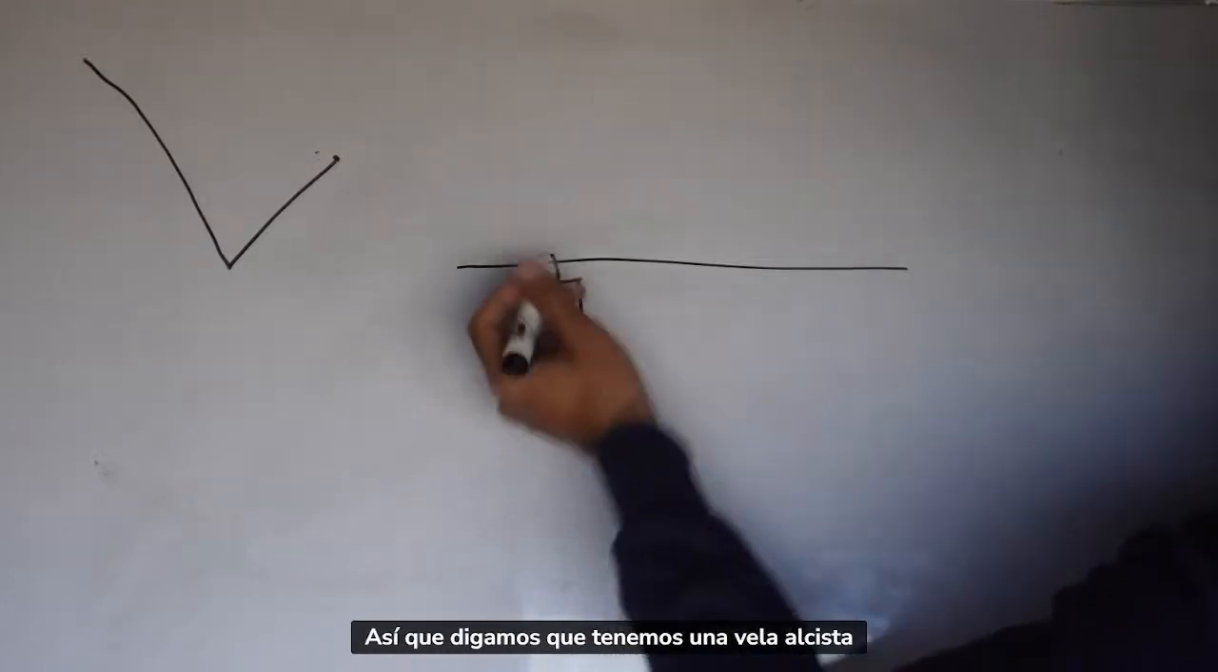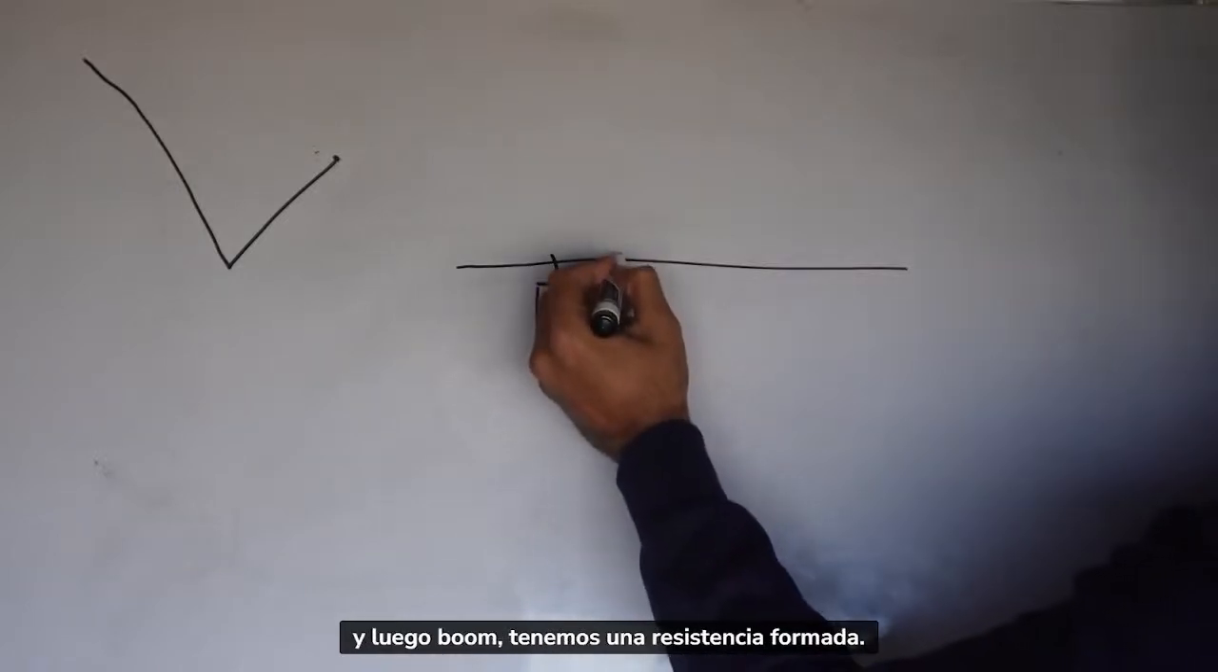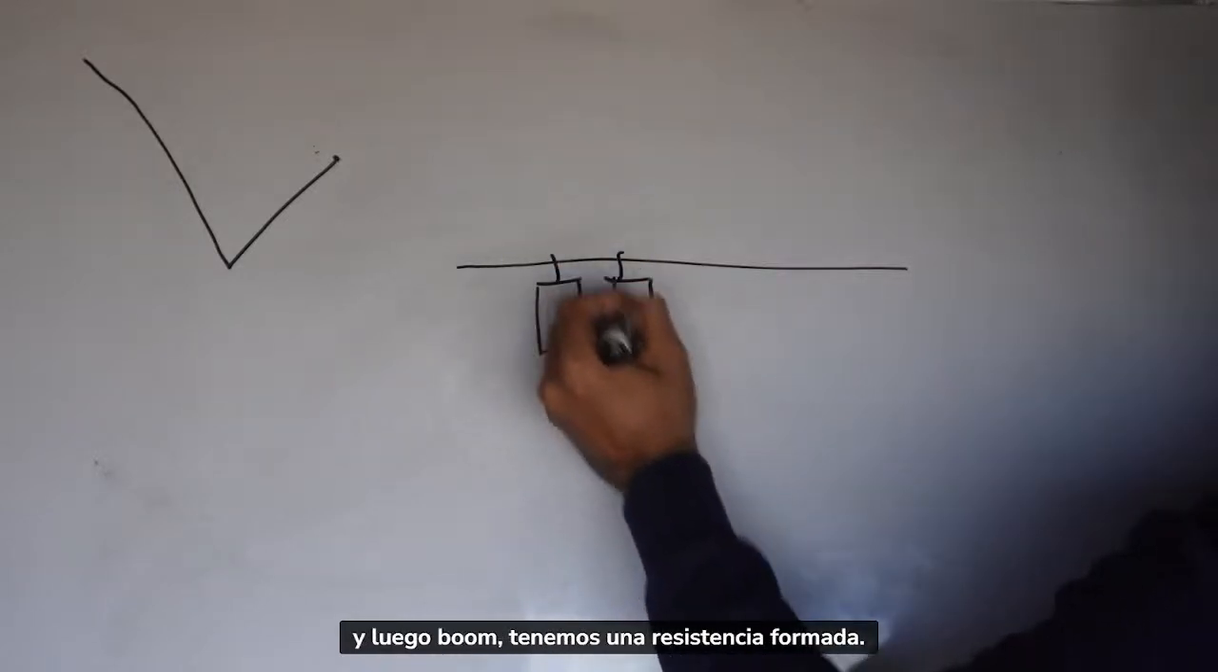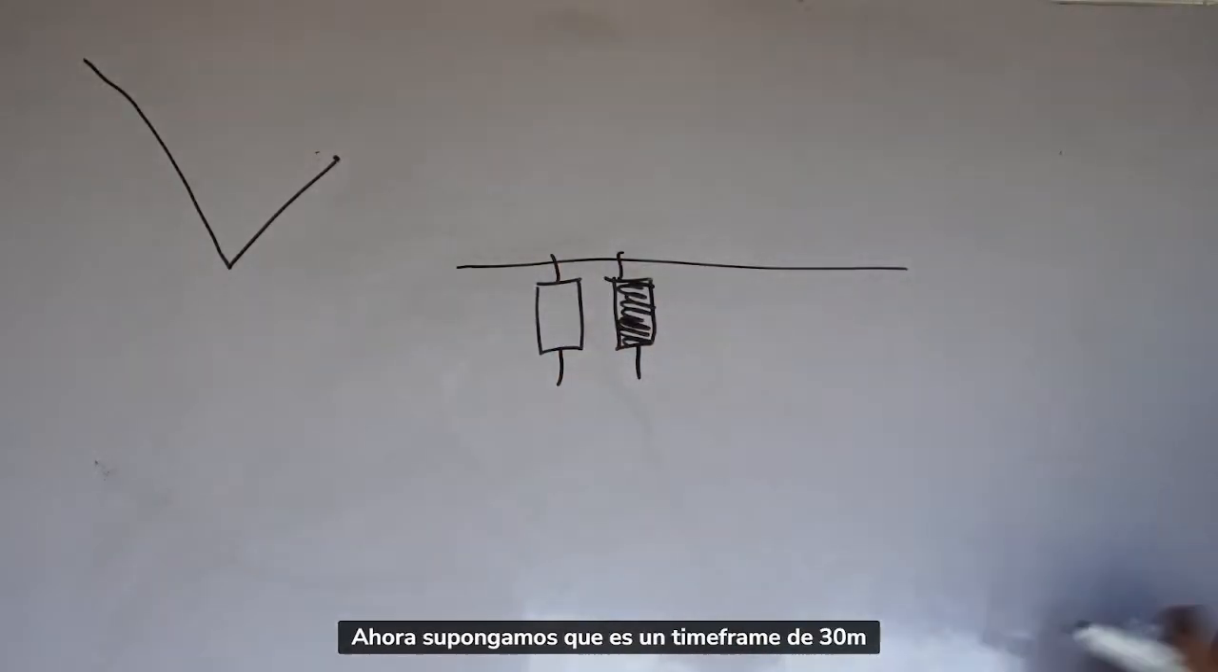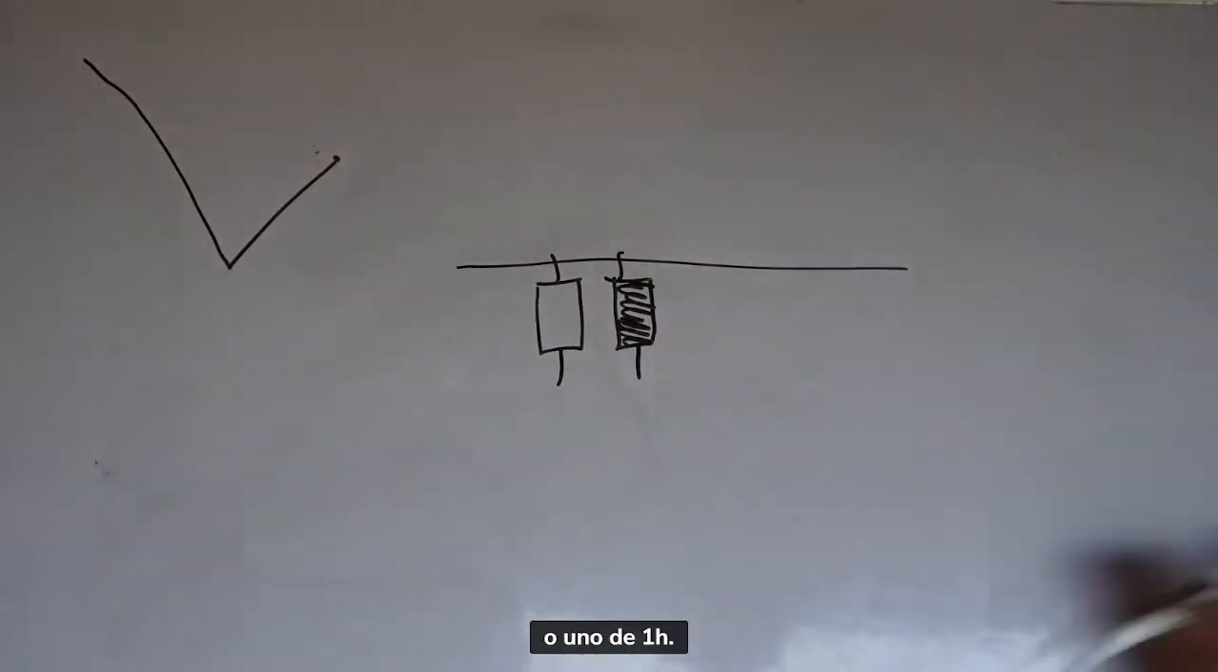So let's say we have a bullish candle at this point, and then boom, we have a resistance formed. Now we have a resistance formed. Now let's suppose this is a 30-minute time frame or a 1-hour time frame.